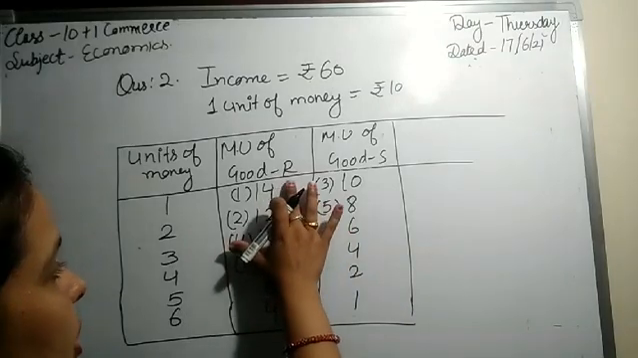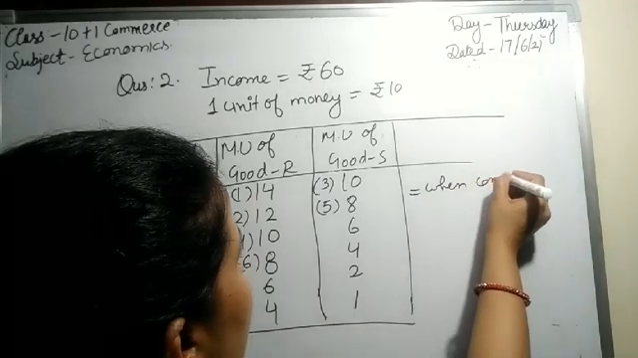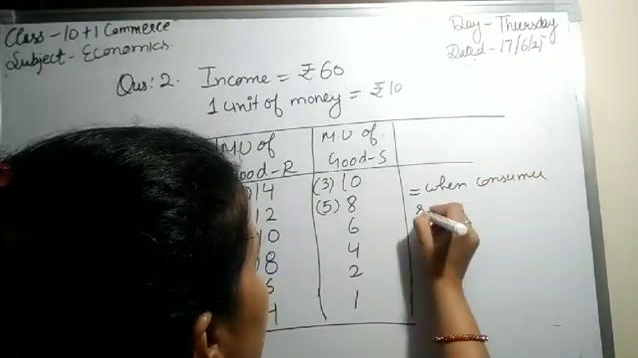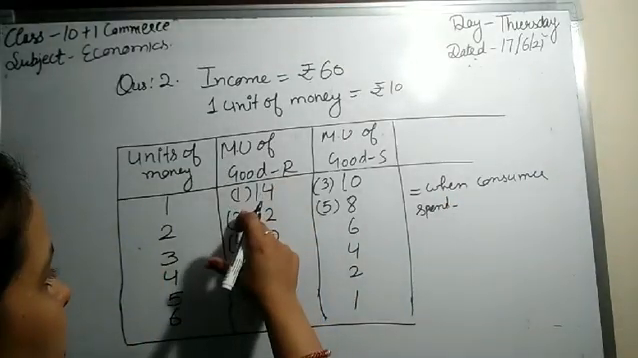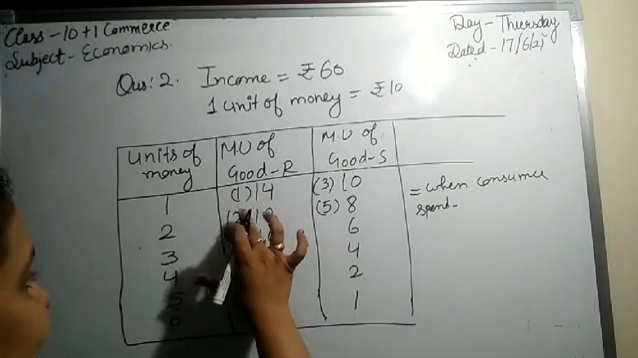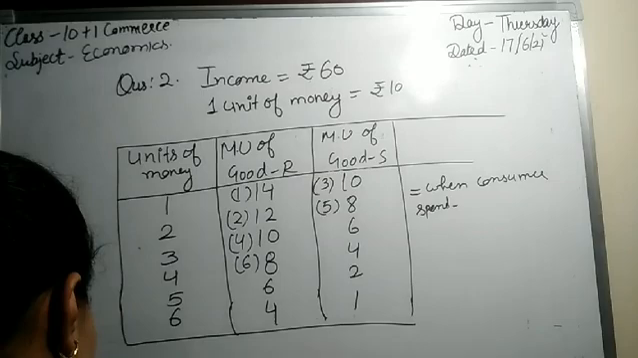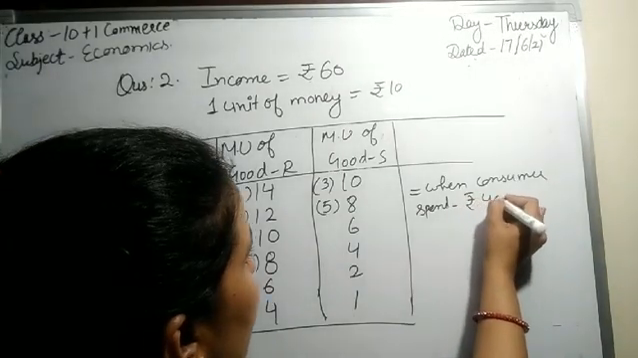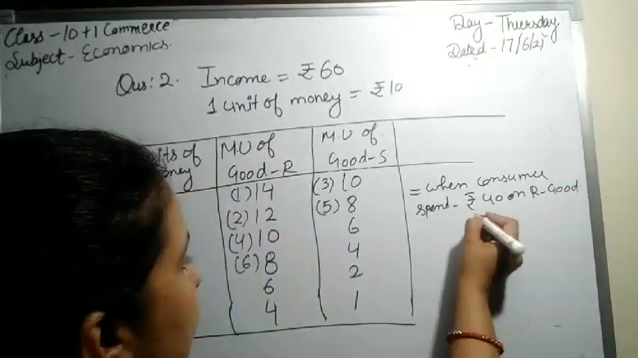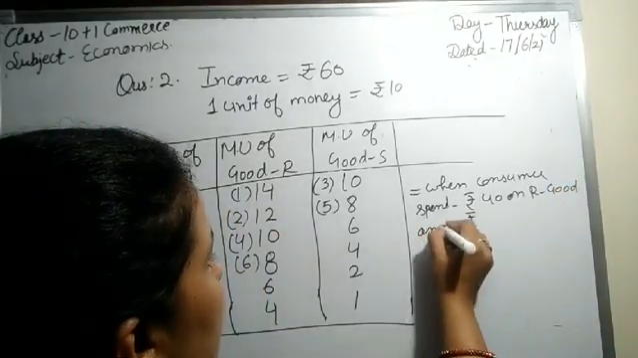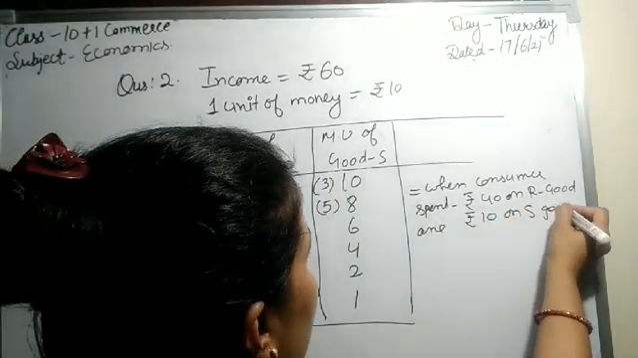So when he spent his total income, now we can say, how many units did he spend on good R? 1, 2, 3, 4. 10, 20, 30, 40. 4 units. We can say that he spent rupees 40 on good R, and rupees 10, 20, rupees 20 on good S.